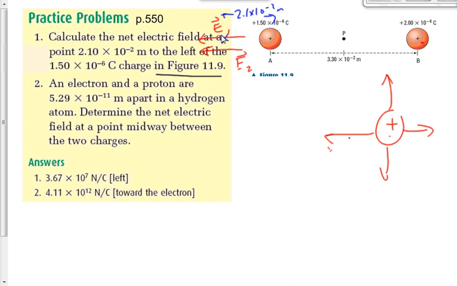E1, KQ over this distance squared. E2 is KQ over, what distance would we use for E2? This distance plus this distance? Right, the distance from charge number 2 or charge B to that point. Does that make sense?